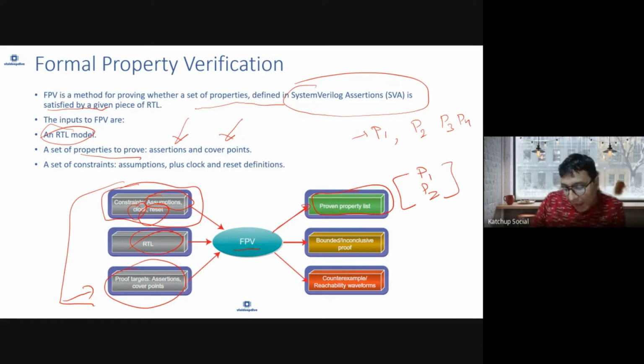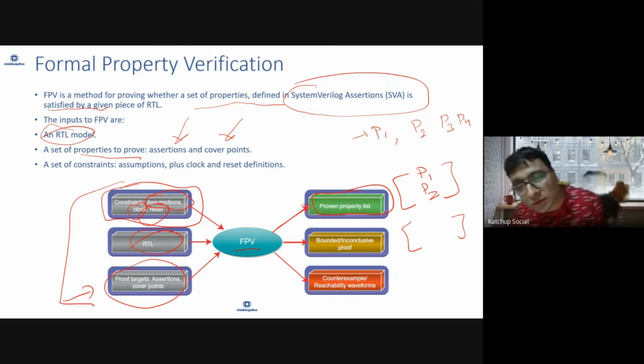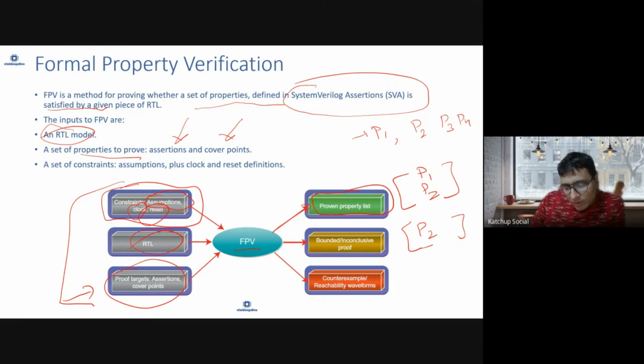Now it can happen that some of the properties it has verified, but not 100%. What is the meaning of that? Maybe the formal verification tool ran for 100 clock cycles. You can limit it by clock cycles or you can limit by time, maybe it ran for 5 hours. Within that time, let's say for property P3, it was not able to say it's always correct, but it was not able to disprove it either. By disprove, I mean it was not able to find a counter example either.